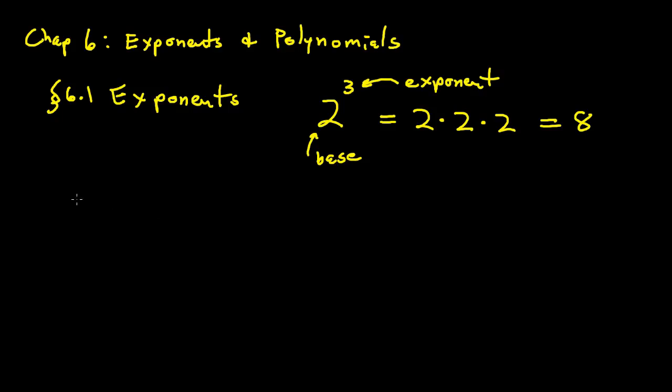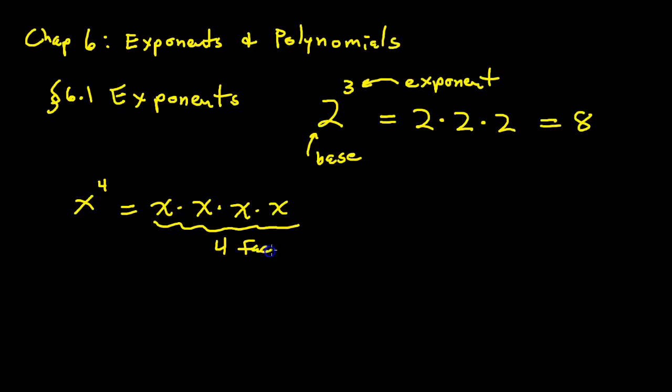Let's talk about some variable values. I've got a variable expression, x to the fourth power. All that means is you take your variable base, x, and multiply it by itself 4 times. So x to the fourth power really means 4 factors of x, where a factor is an element of a product. Okay?